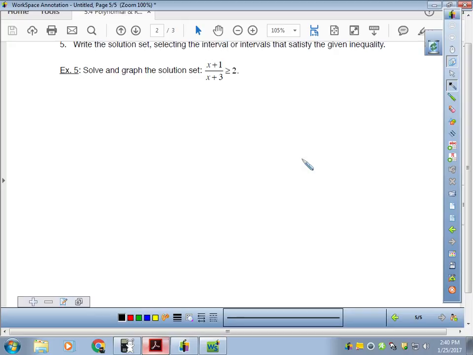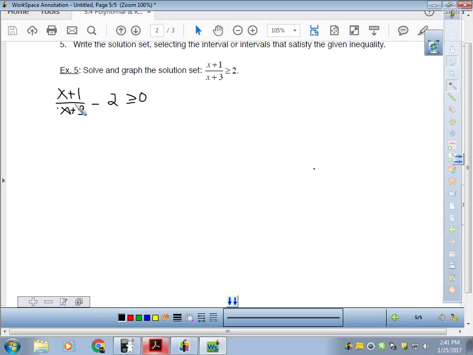So example 5 here asks us to solve and graph the solution set for x plus 1 over x plus 3 is greater than or equal to 2. First thing I want to do is I want to get a 0 here, so I'm going to move the 2 over. I'll have x plus 1 over x plus 3 minus 2 is now greater than or equal to 0. Now, that's a 0, but the other thing I need is I need a single quotient over here, which means I need a single fraction.